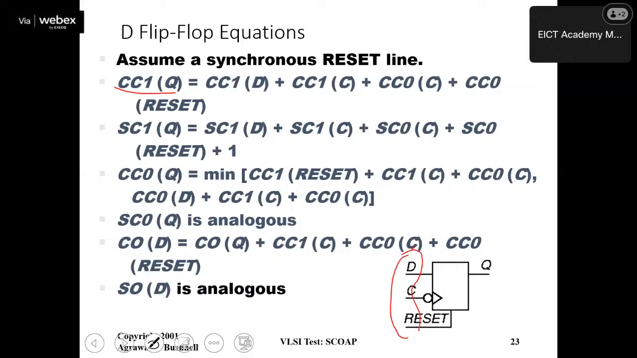The CC0 and CC1 for these are easy. We will be getting them from somewhere. If these are the primary inputs, then we will set all of these to 1, 1, 1, like that. We are going to do that.